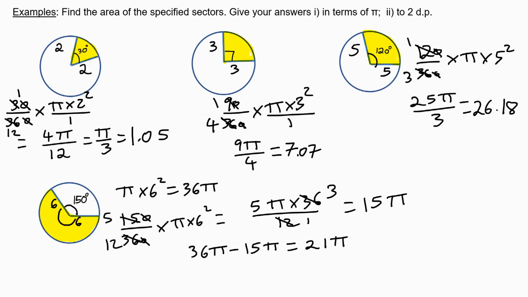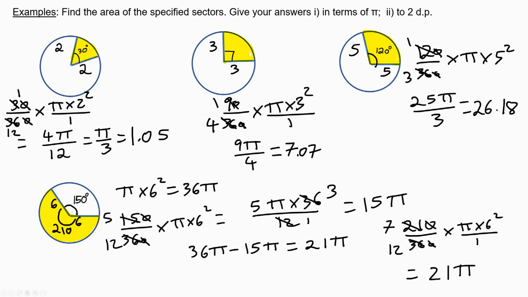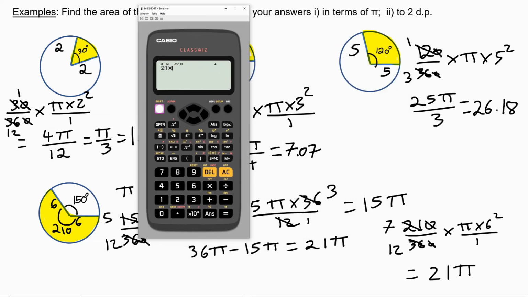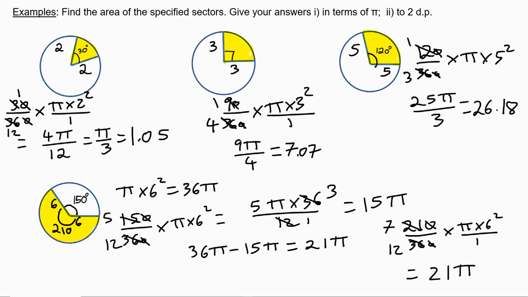Alternatively, you could use the major angle again. So that's going to be 210. And you could do 210 out of 360 times pi times 6 squared. So there you go. 21, 7, 12, 36. 36 over 12 is 3, so you also get 21 pi. And obviously you can put it into your calculator and you'll get about 64 something. 21 times pi, not quite that actually. You'll end up with 65.97 to 2 decimal places. So 65.97.